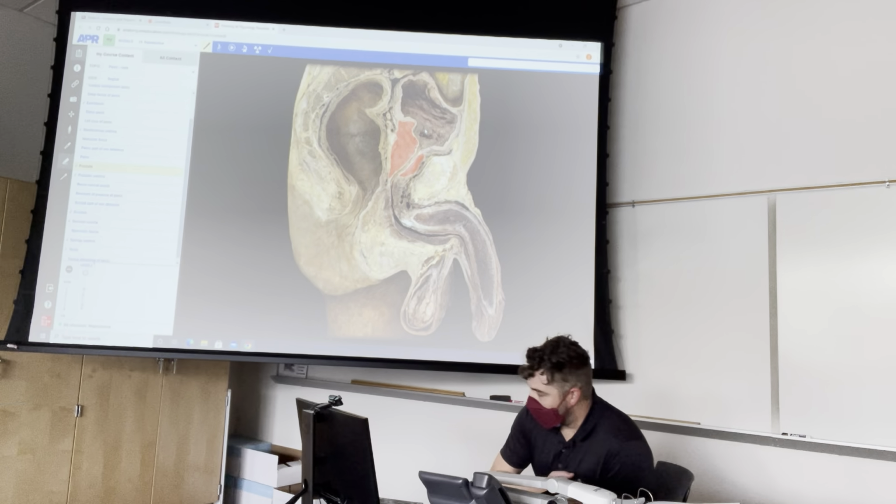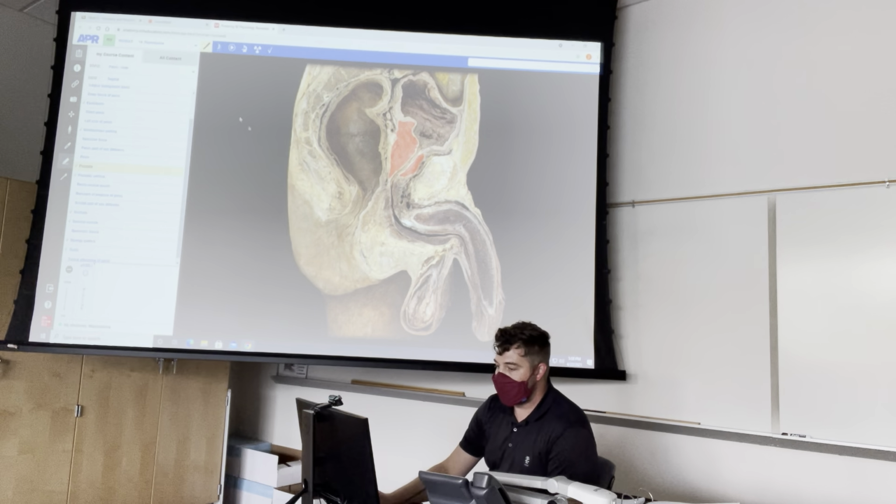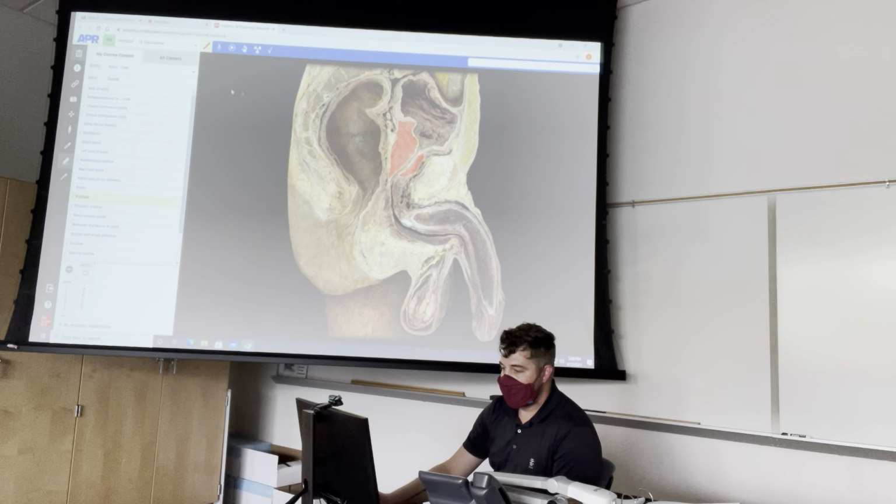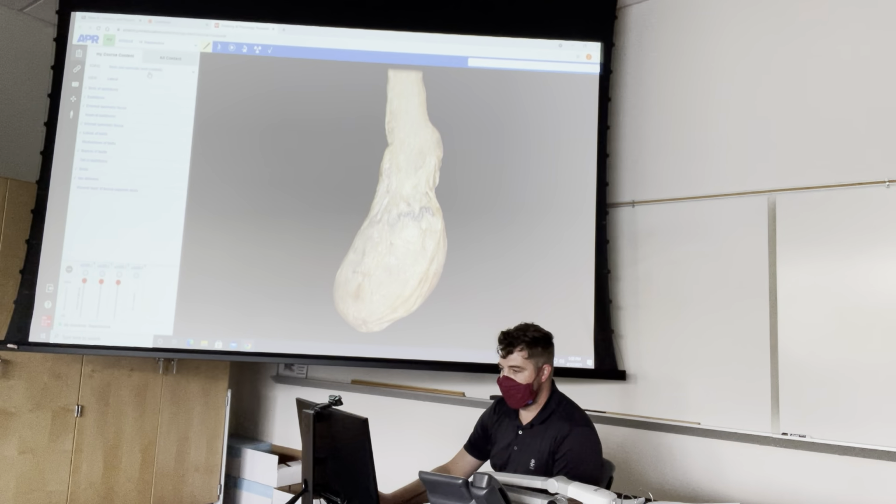The bulbourethral Cowper's glands, you can't see it. They don't have it on the APR models. I'm pretty sure they don't. I can't imagine where they would.